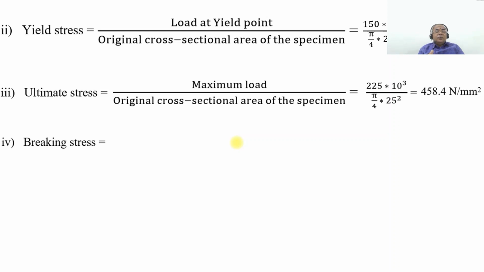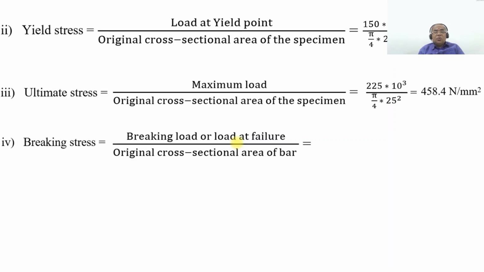So the next one, we are going to take up the breaking stress. What is the breaking stress? That is the breaking load or load at failure divided by the original cross-sectional area. So what is the breaking load? 120 kilonewton. So that is 120 into 10 to the power of 3 divided by the original cross-sectional area, which is pi by 4 into 25 square. On simplification, you will get 244.5 Newton per mm square.